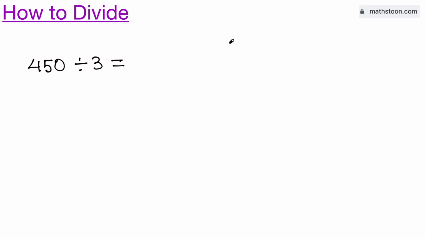Let's learn how to divide the number 450 by 3 using the long division method. Consider the number 4. We know that 3 times 1 is 3. Subtract, we get 1. Now see that 1 is less than 3. That is why we need to bring down this number 5 here.